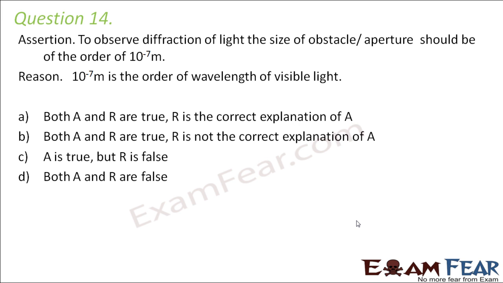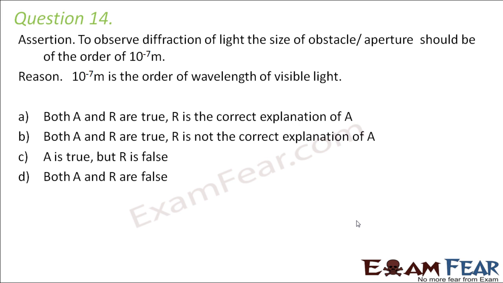Now, many times you are asked this kind of question on assertion and reasoning. So here, if you think that both these statements are correct and the reason is the correct reason for the assertion, then you have to mark option A. If you think both are correct but R is not the correct explanation, then it's B. If A is true and R is false, then it is C. And if both are false, then it is D. Okay, so now let's try to understand the statements first.